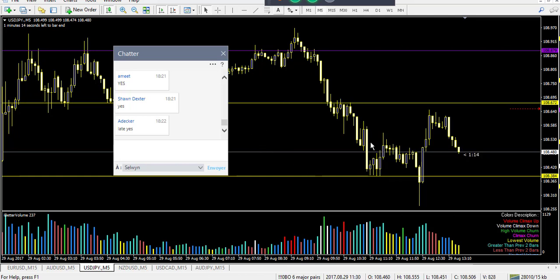Do you all get the principle of the angle of the movement? Because it's quite important to tell you if a movement will be strong enough to break a support or resistance or not.